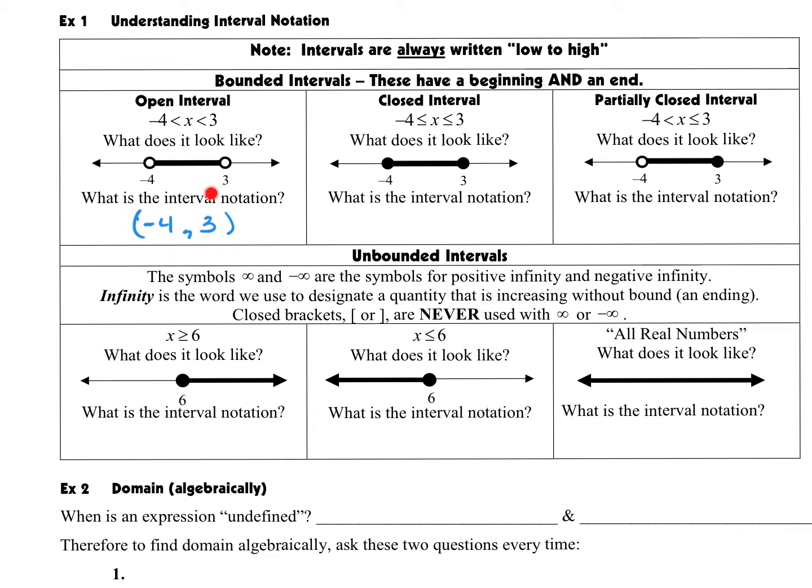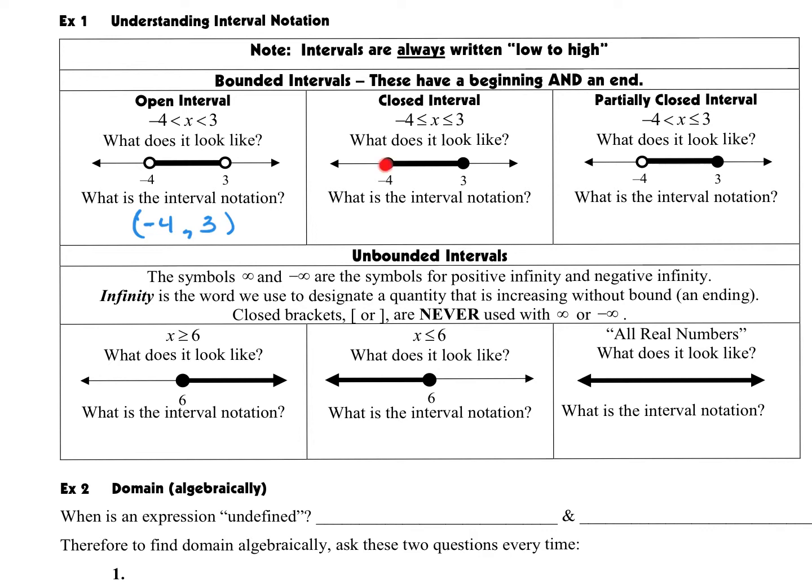Now, this looks very much like an ordered pair, and you as a mathematician are just going to need to recognize the context of the problem and recognize that this should be an interval of numbers, all of the values between -4 and 3, and it's not a specific location on the coordinate plane being an ordered pair.